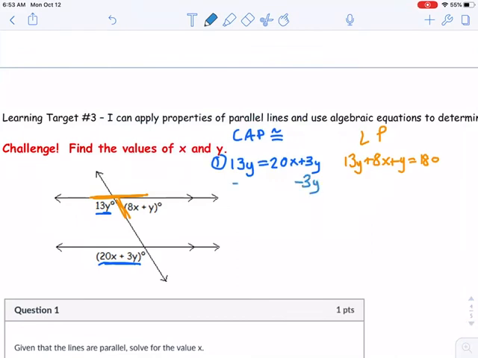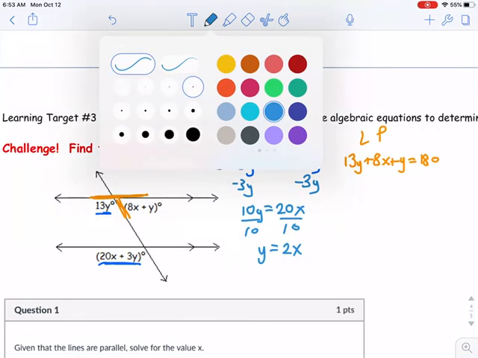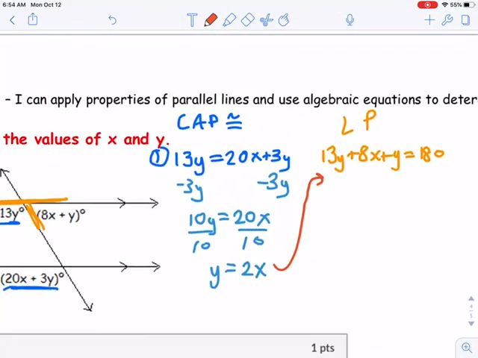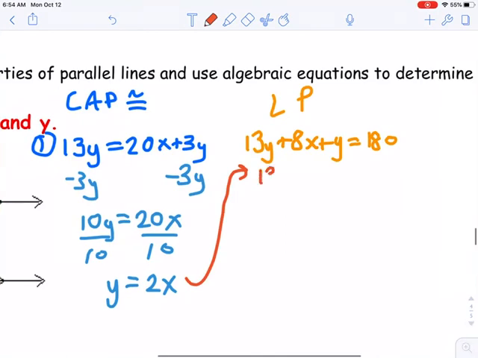I'm going to subtract 3y from both sides. I'm going to get 10y equals 20x. I'm going to divide both sides by 10. I'm going to get y equals 2x. Okay? Now I haven't done anything yet except solve for y. What I'm going to do is take this. Anywhere I see a y in this one, I'm going to plug in 2x. I'm going to substitute it in.